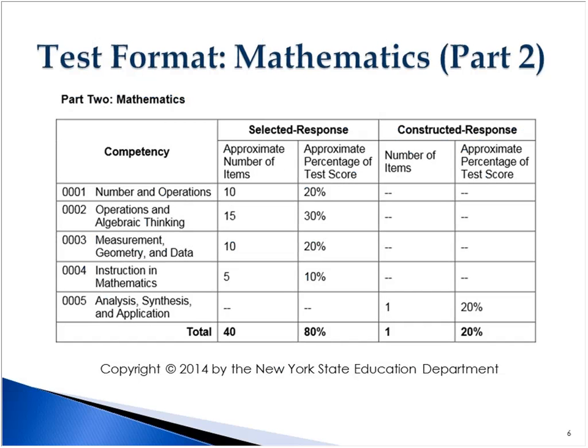Part 2 of the test focuses on mathematics and is made up of 40 selected response items and 1 constructed response item. The multiple choice questions make up 80% of this total score and test competency in a number of areas: number and operations, operations and algebraic thinking, measurement, geometry and data, and instruction in mathematics. The 1 constructed response item makes up 20% of your total score and tests competency in analysis, synthesis, and application.